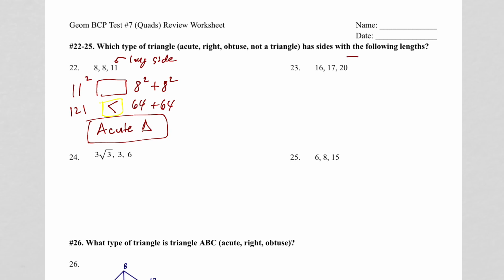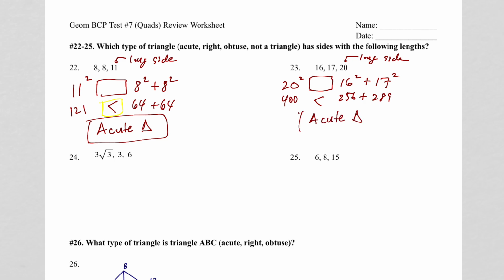Okay, first thing we're going to do is identify the long side and then check if it's a triangle. 16 plus 20 has got to be bigger than this, and that is, because that's 33. So this is a triangle. So then we'll take the long side and square it and compare that with the sum of the squares of the other two sides. So this is 400. This is 256, and this is 289. Well, this adds up to more than 400, so 400 is less than. Because it's less than, this is an acute triangle.